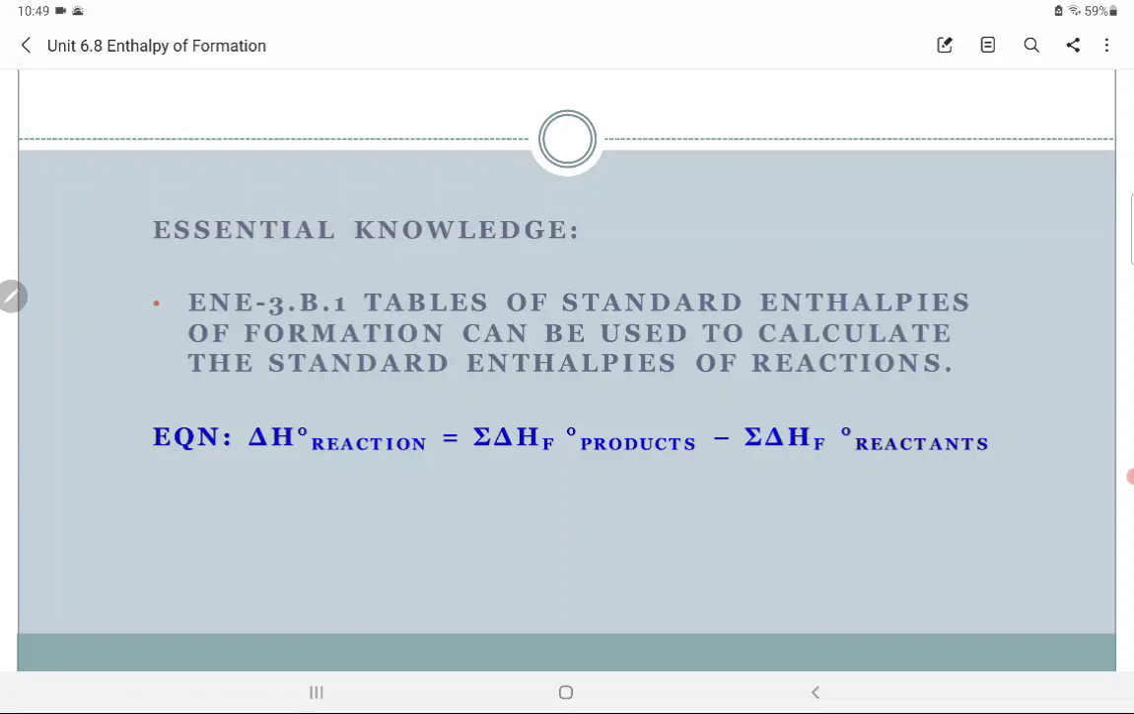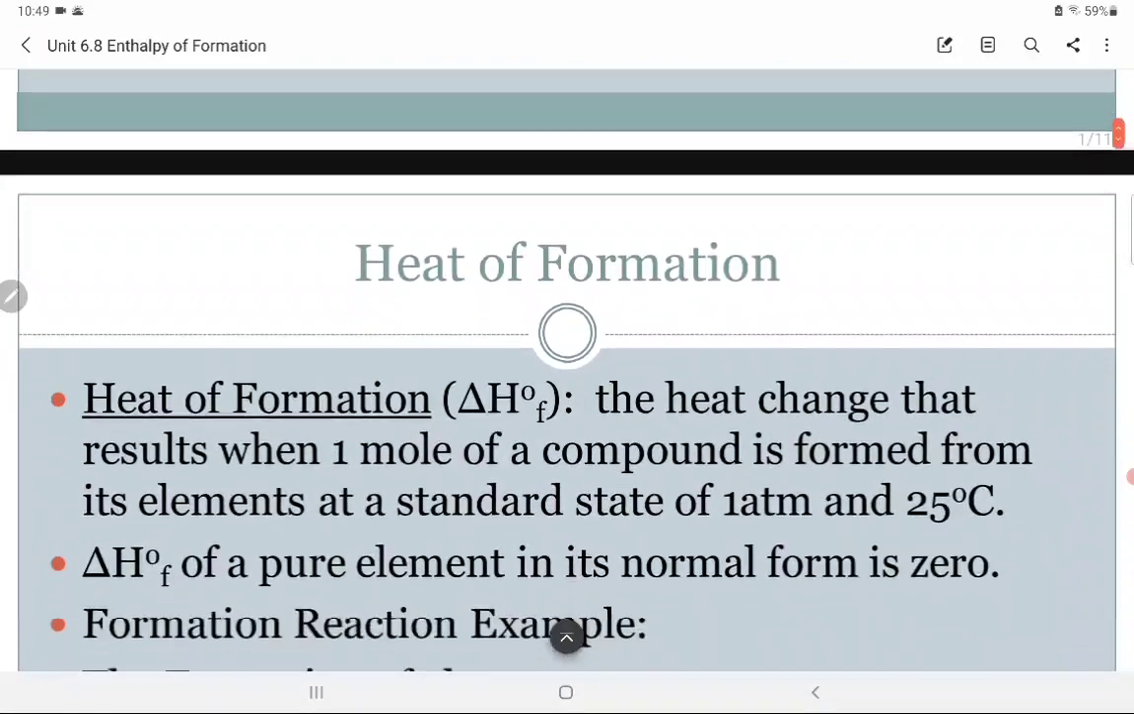And all that means is summation. We're going to have to add up all the product delta H values that we get from the textbook and subtract them from all the reactant formation values. Now we certainly also have to take into account any coefficients that are involved in the chemical reaction. So we'll practice a couple of those.